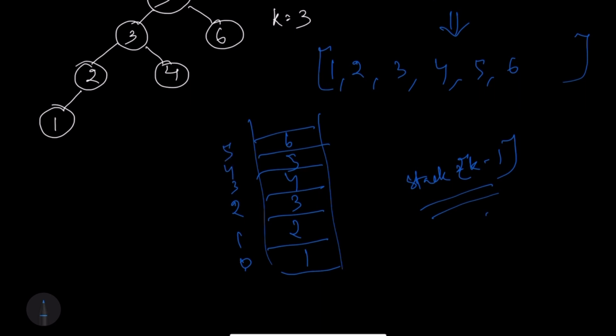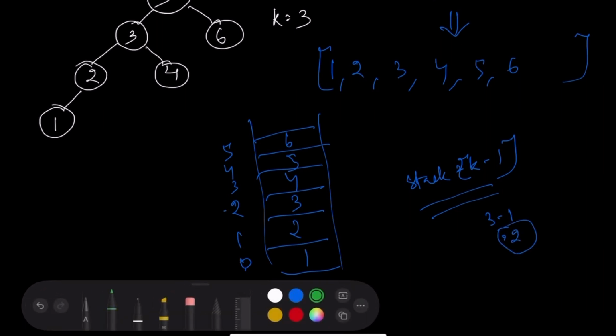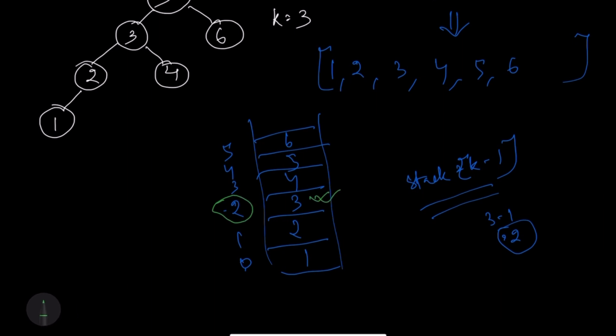So our k is given as 3. 3 minus 1 would be 2. So we will be returning our second position, that is 3. So here our output would be 3. This is the approach we can take to find the kth smallest element in a binary search tree, because we know that a binary search tree has all the elements to its left smaller than the root and all the elements to its right with a greater value than the root. So we can just sort it, put them into a stack, and return the k minus 1 value because our index is starting at 1.